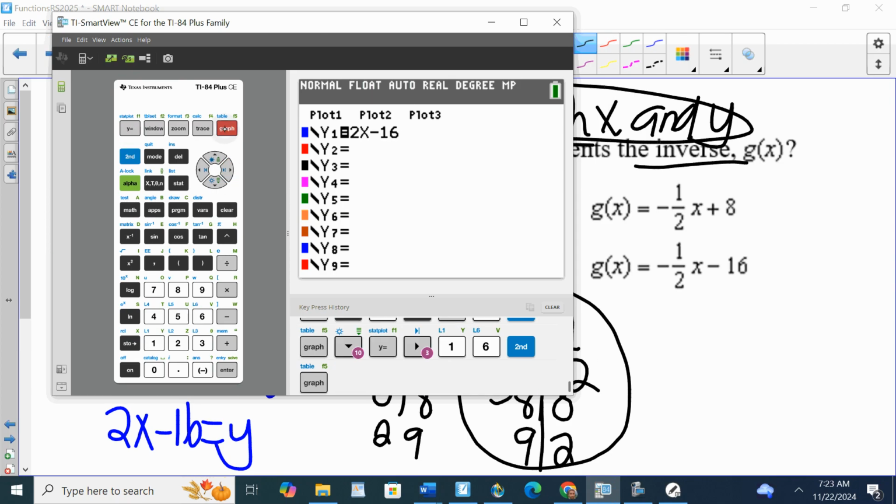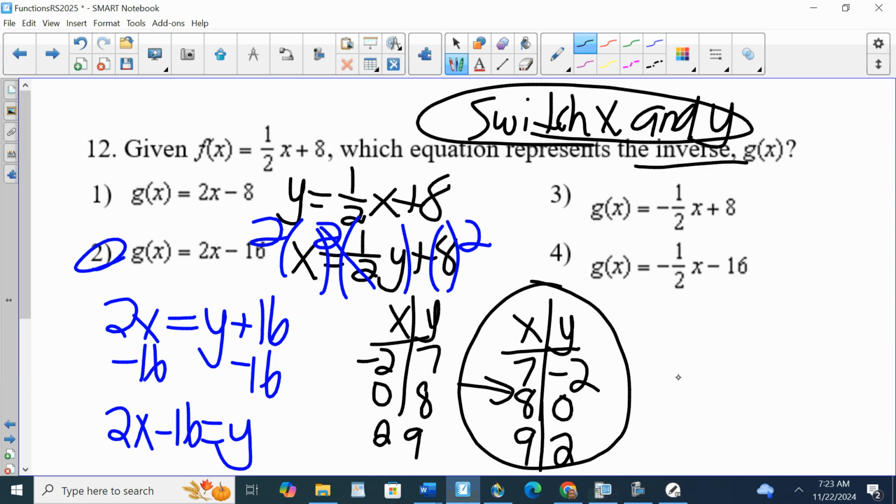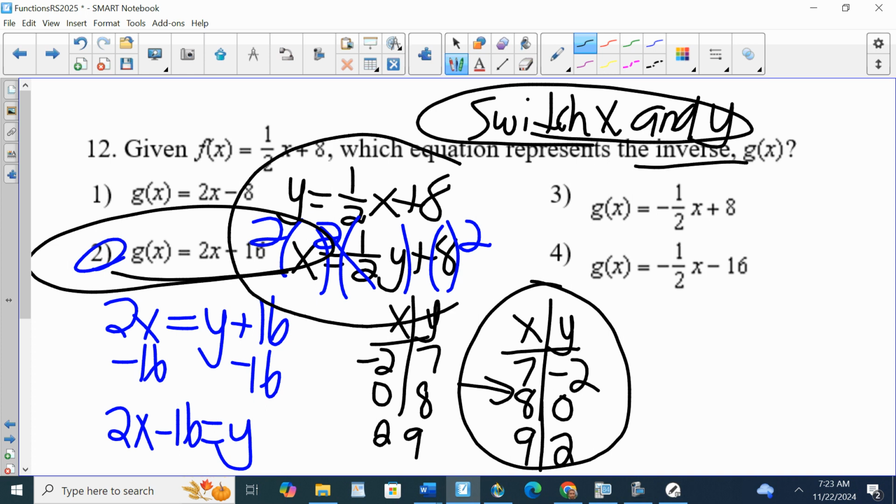I go to my table. I'm looking for 7, -2. Got it. I'm looking for 8, 0. Got it. I'm looking for 9, 2. Got it. Got it. Good. If you don't have the algebra skills, use the calculator. Most of the time this comes up multiple choice. If it comes up open response, then you're still switching x and y. You just got to do a bit of algebra.